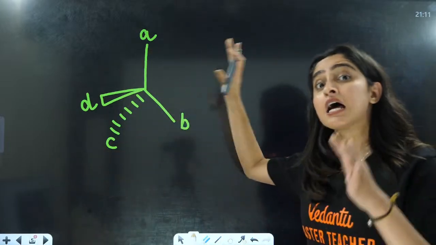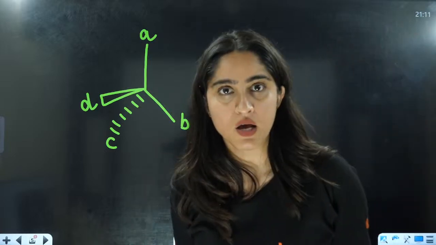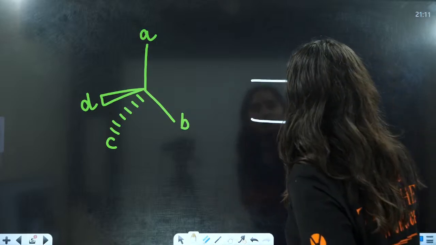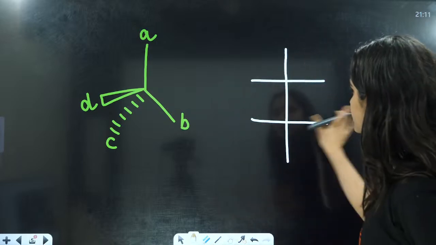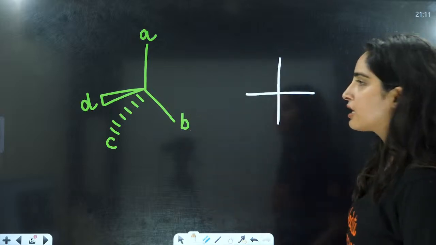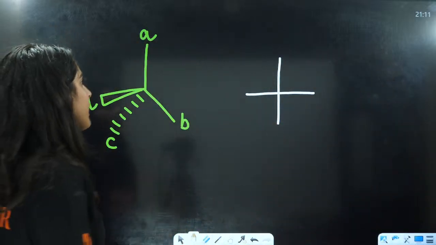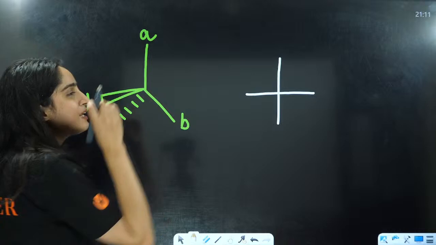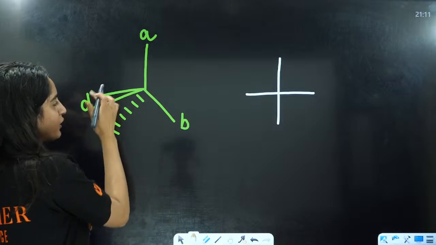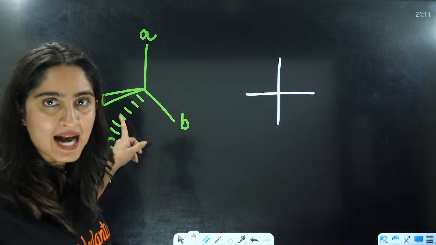This is the wedge dash. Convert it into your Newman structure or Fischer projection. How are you going to draw it? This is the Fischer projection. Fischer projection has just one atom here in the center, right? Draw the plus sign here. See how you're going to do this by thumb rule. The lines: this is the front view and this is the back view. This dash means the back view, the back atom.